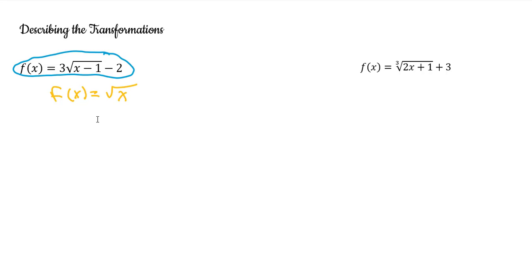So what has changed? Well, it looks like we have 2 numbers on the outside. Remember, we said that the numbers on the outside represent vertical changes. So this portion here, let me highlight it in orange. Right here, this 3, that's going to represent a vertical stretch by a factor of 3.